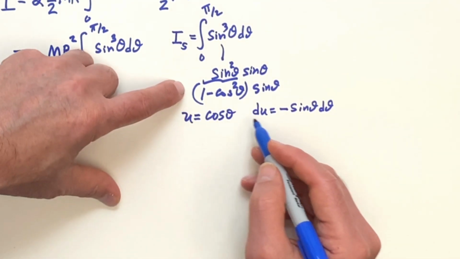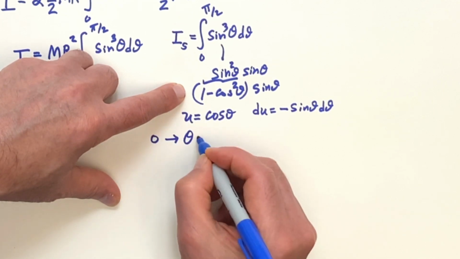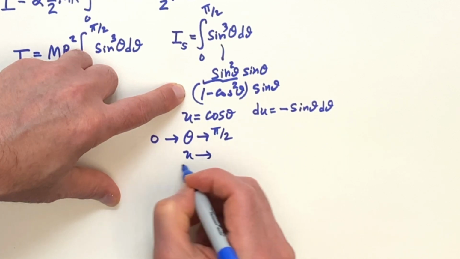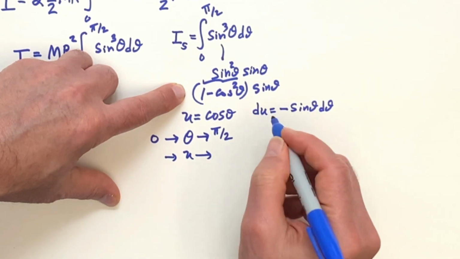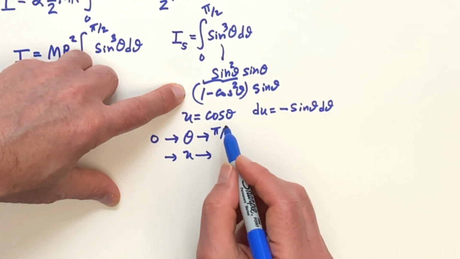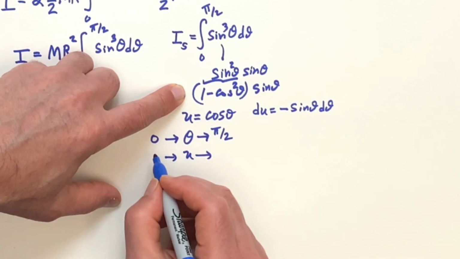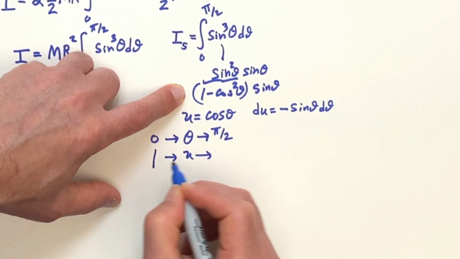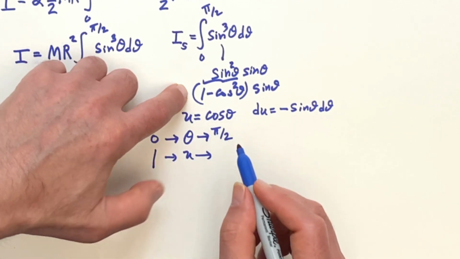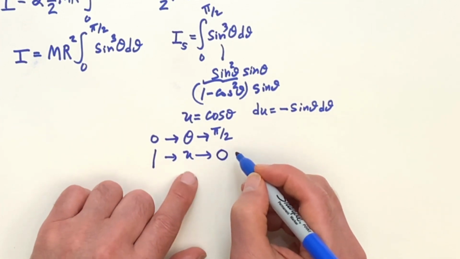Now we have to be careful when we switch the variables. As theta goes from 0 to pi over 2, what's happening to u, this new variable? If you put in 0 for the angle, cosine of 0 is 1. If you put in pi over 2, the cosine gives you 0. So u goes from 1 to 0.